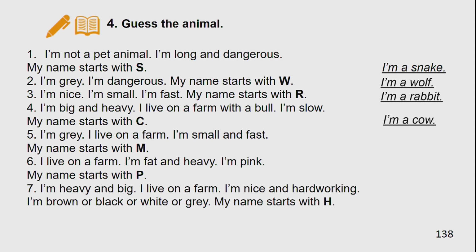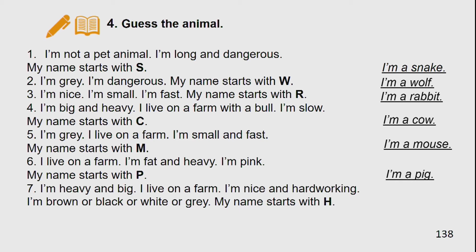5. I'm gray. I live on a farm. I'm small and fast. My name starts with M. I'm a mouse. 6. I live on a farm. I'm fat and heavy. I'm pink. My name starts with P. Yes, I am a pig.